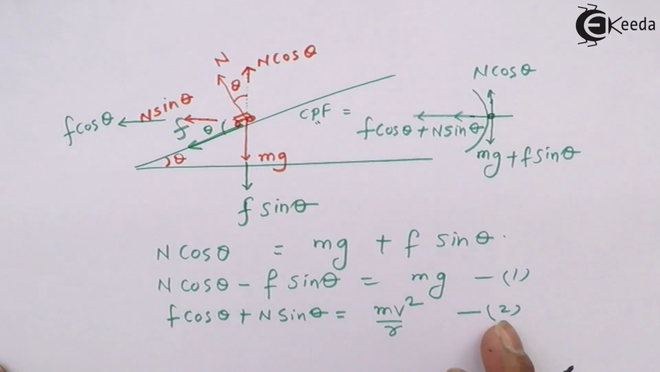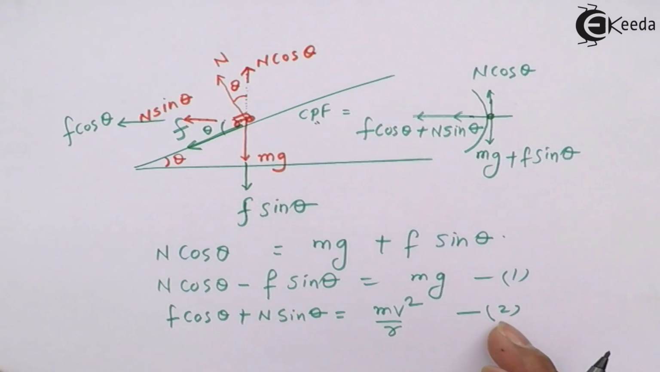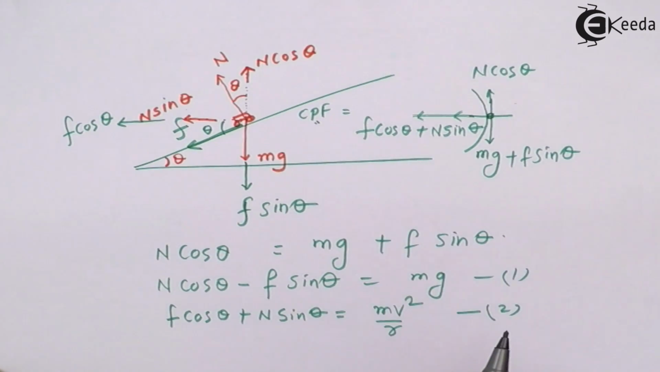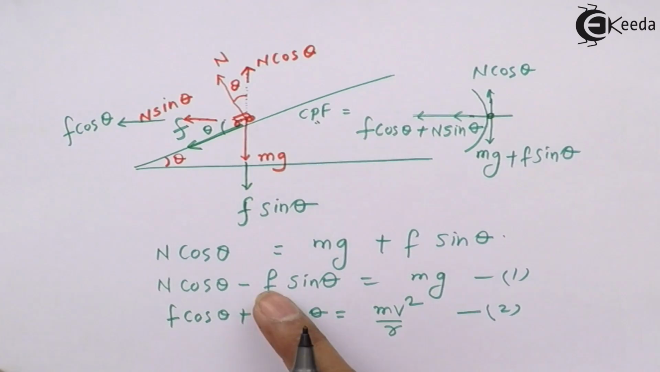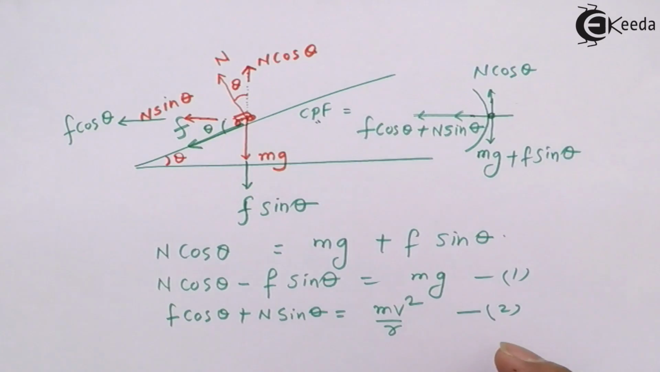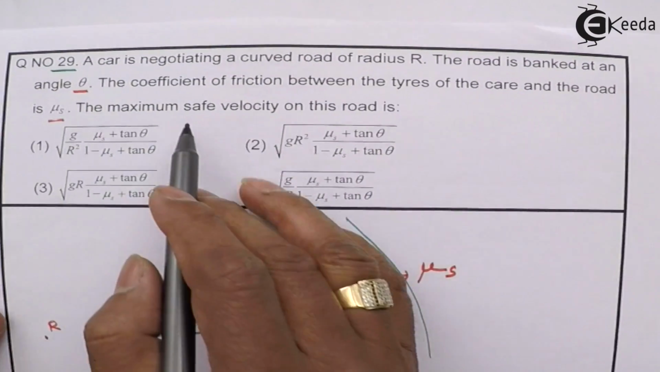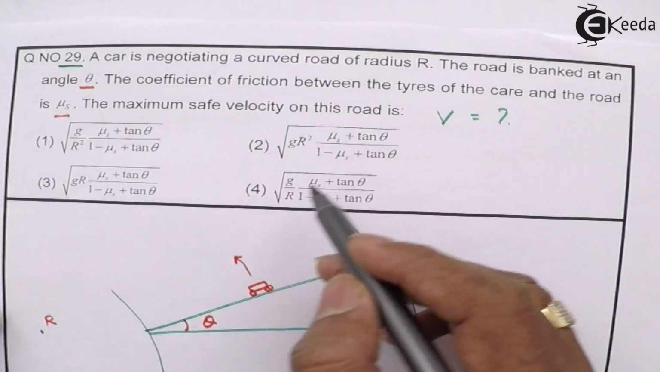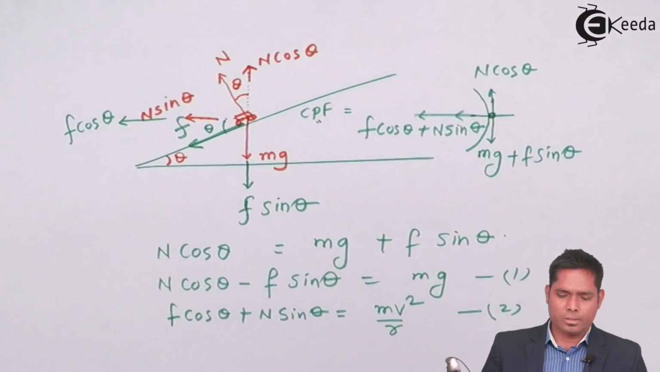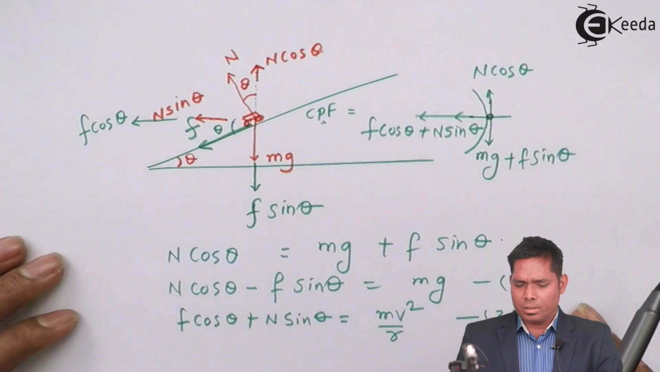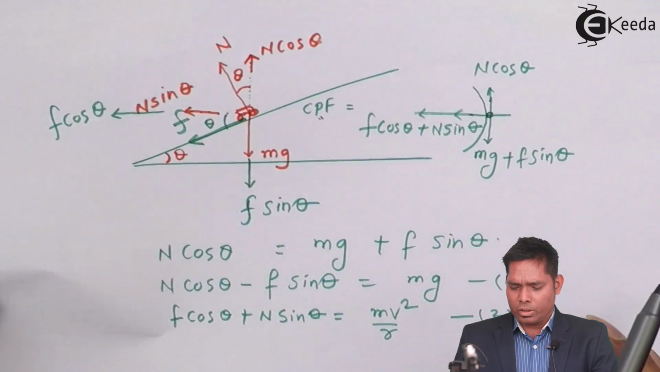So from these two equations, if I divide equation 2 by 1, then I'll get the right side as v square by rg, and on this side I will get something, and I have to solve this to get the maximum safe speed, that is v, which is required, and out of this you will get one of the answers. So from here we have got two equations, and we will divide 2 by 1.